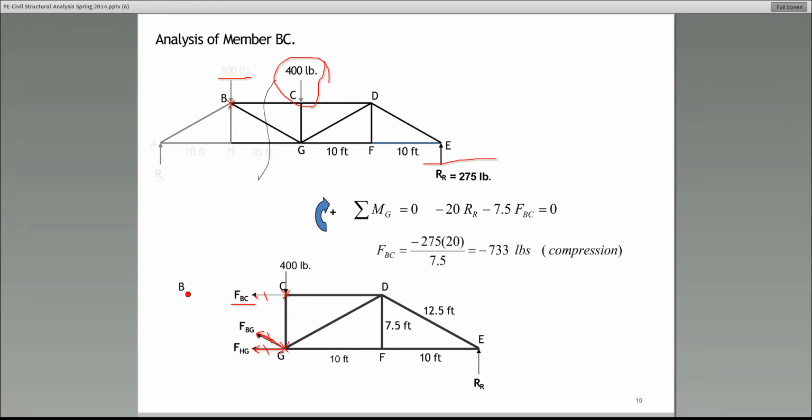Now, there is one other thing here, and that is it says it's in compression. Now, how do we decide whether it's compression or tension? Remember I told you earlier that you also need to learn how to decide whether a member is in tension or in compression.